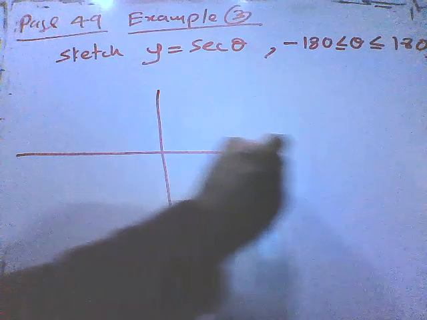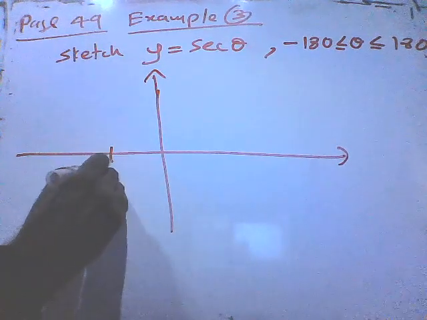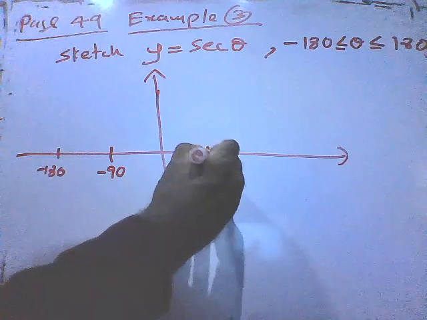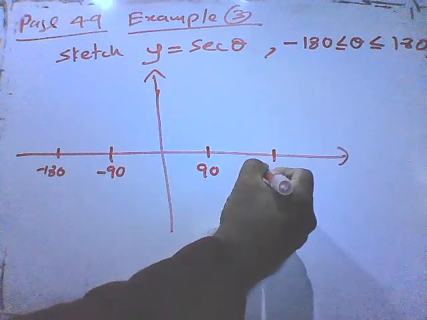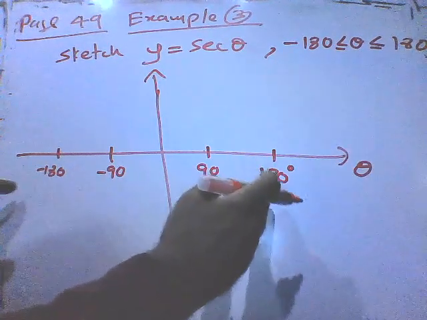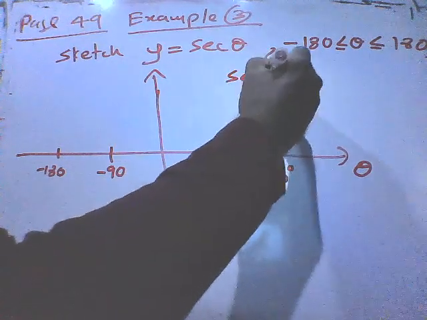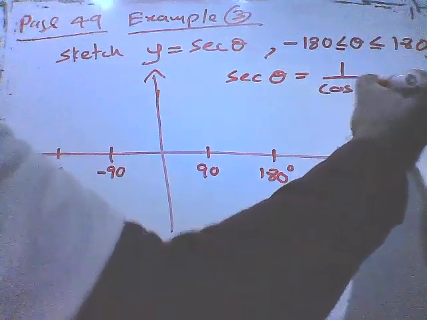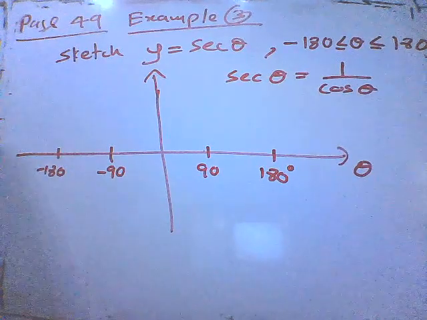Here like this, right? So the most important thing is here we can have minus 90 and minus 180, here plus 90 and 180, and theta can take any value other than that, but we are considering this. So now sec theta is equal to 1 over cos theta, right? If you remember, you can draw that to get help from the cos theta.